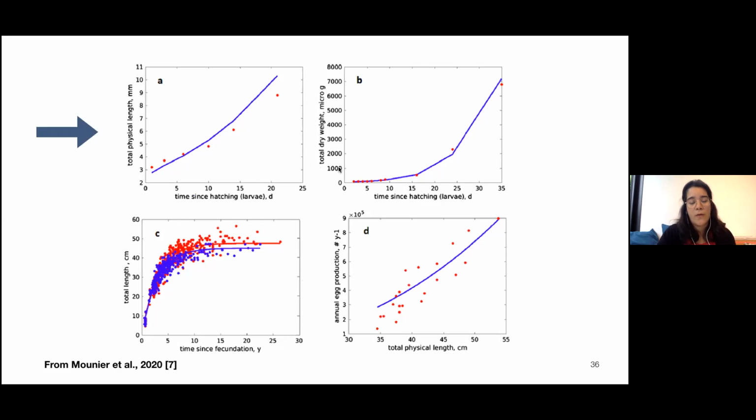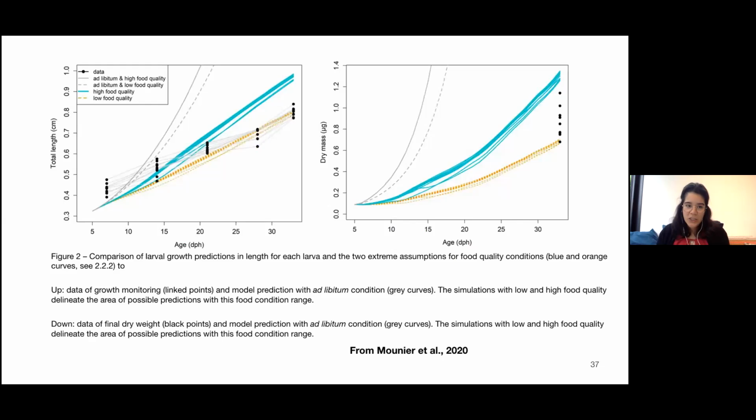So on the top of these two figures are the feedings of my data. And what we measure is biometrics, basically the dry weight of the larvae along time and the physical length. And you have the same thing for juveniles and adults. And here's annual egg production. So Florence finished the model, and the results were quite satisfying. And she also made these predictions for the larvae stage, where she overlapped my results with predictions of what ad libitum and high food quality means.